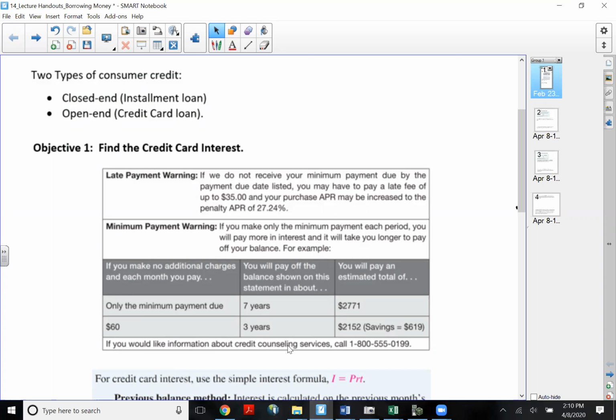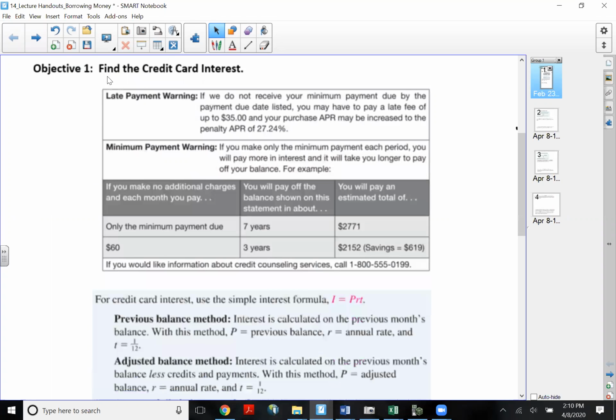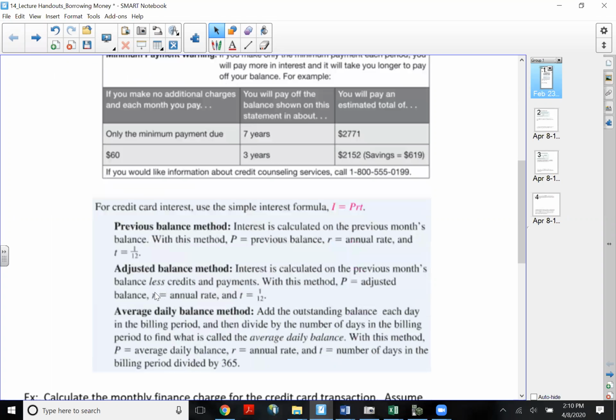All right, so here I want to show you some examples about how credit card interest is being calculated. There are three fundamental types: the previous balance method, the adjusted balance method, and the third one, which probably makes more sense and is more common, the average daily balance method.